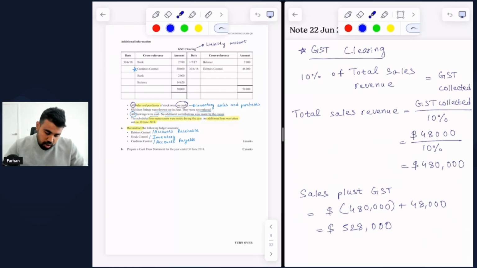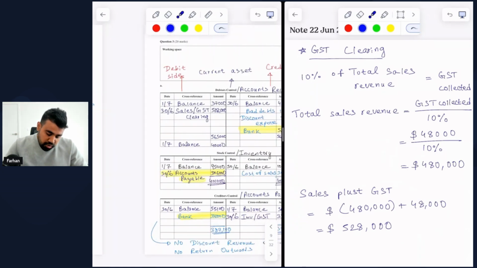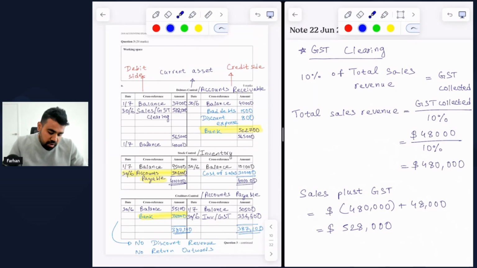All right, so let's go to the accounts receivable ledger account, and you can see on the debit side, I've included the credit sales, including GST, of $528,000.